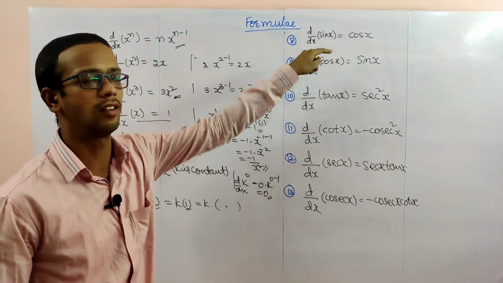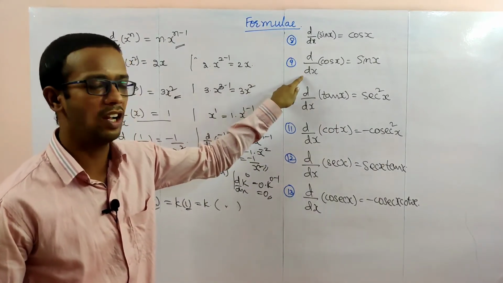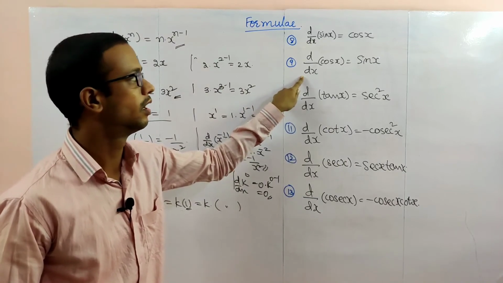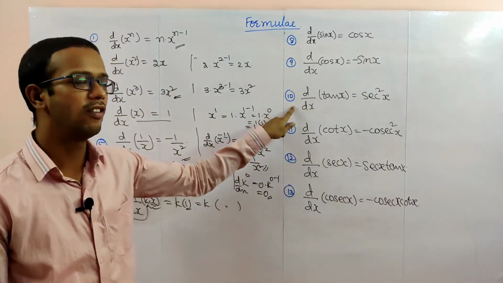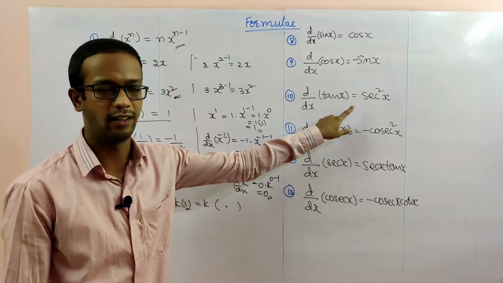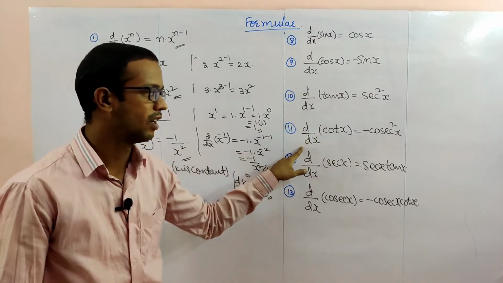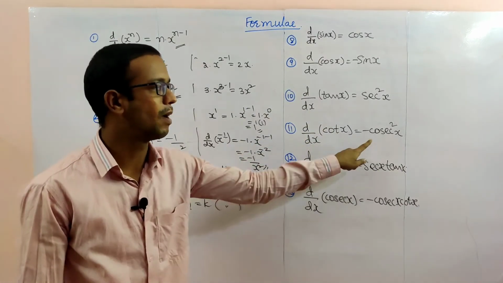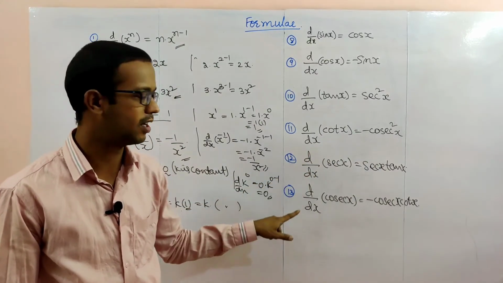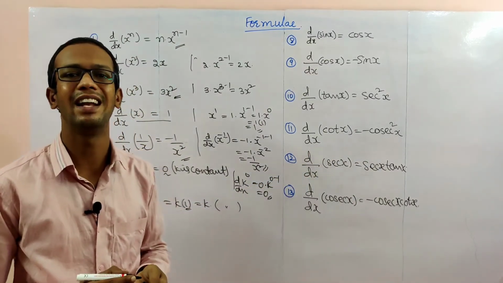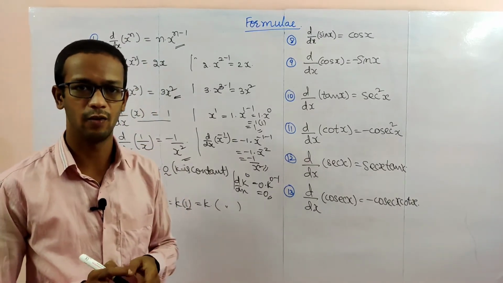The derivative of sin x is cos x; we did the proof also. Next, the derivative of cos x is minus sin x. Next, the derivative of tan x is secant square x; we discussed that in the last problem. Next, the derivative of cot x, in a similar way, is minus cosecant square x. The derivative of secant x is secant x tan x. The derivative of cosecant x is minus cosecant x cot x. Some more formulas are there, we'll see those.